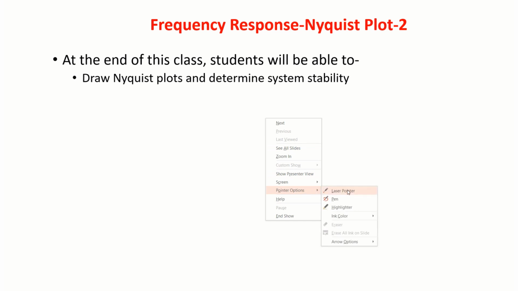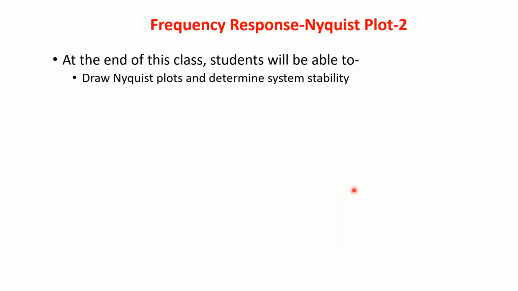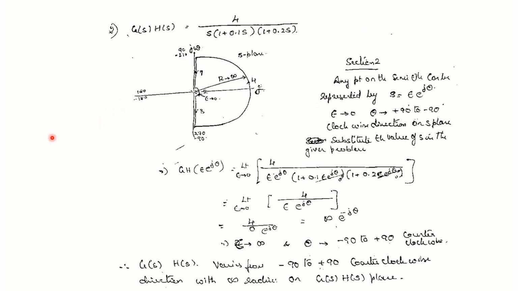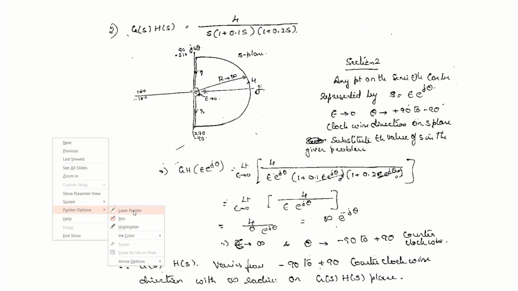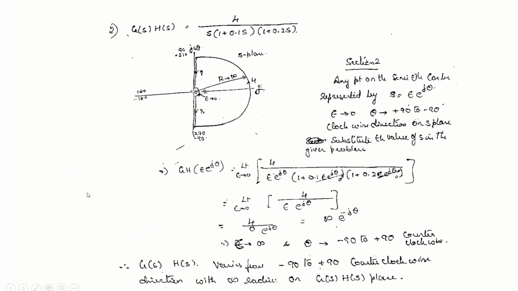In the last session, we were discussing the Nyquist plot. So we'll continue our discussion with some more examples, right? Now I have another problem. As I say, it is a type 1 problem. There are two poles. Yes, we have 4 here.